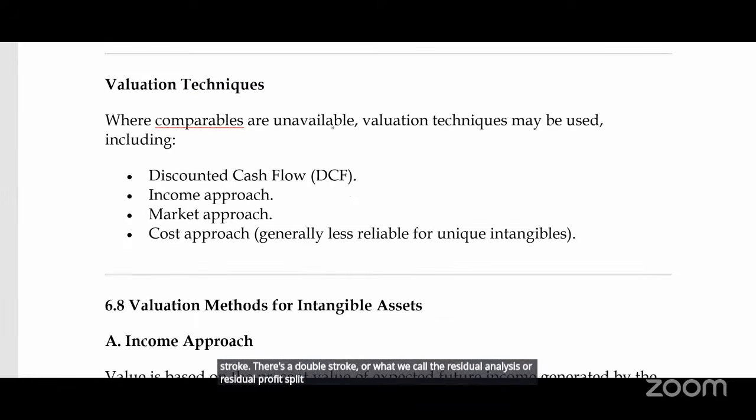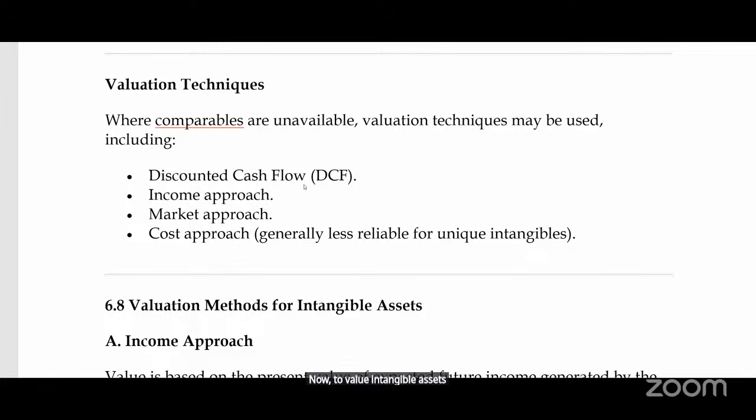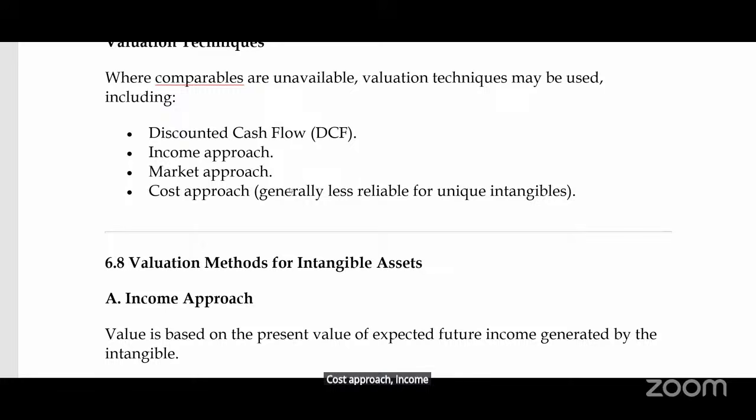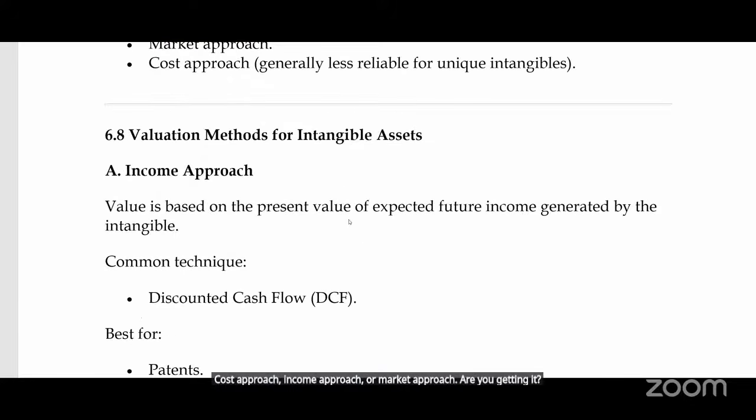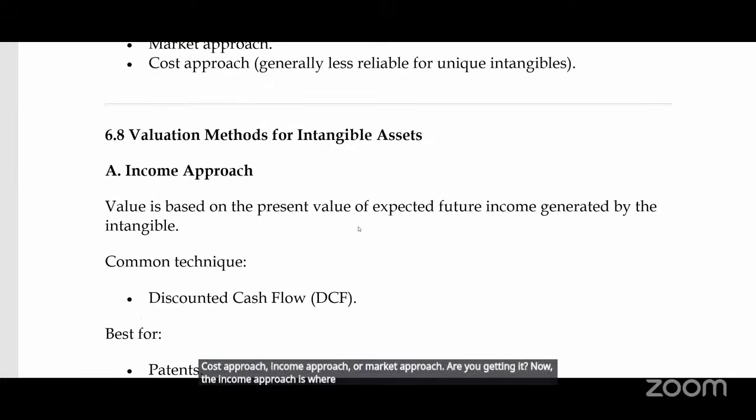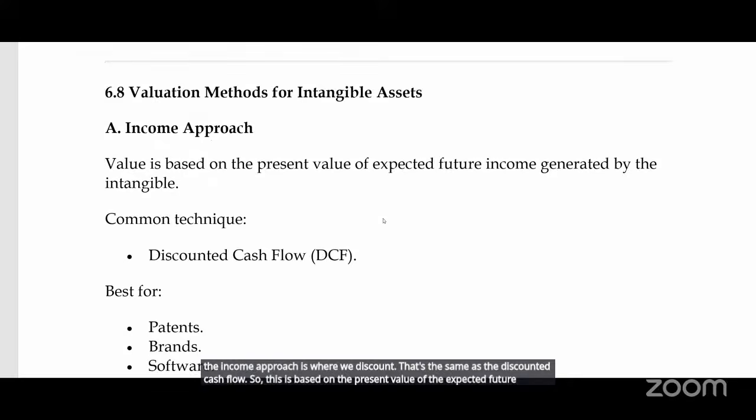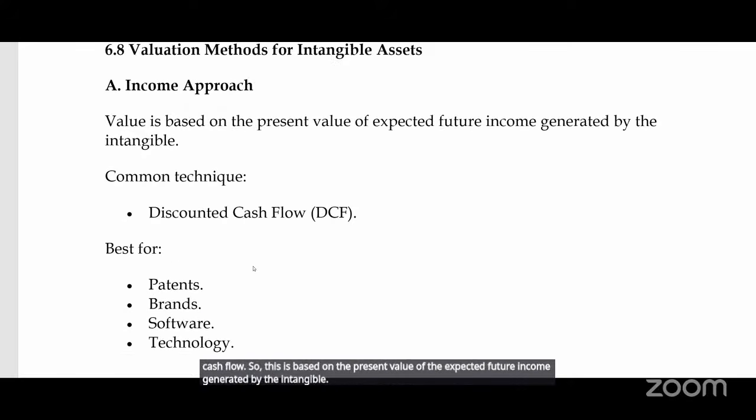Now, to value intangible assets, we can use the cost approach, income approach, or market approach. Are you getting it? The income approach is where we discount. That's the same as the discounted cash flow. This is based on the present value of the expected future income generated by the intangible. So things like patents, brand, software: we have to look into the future before we know the actual benefits.